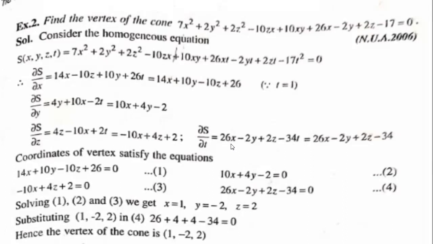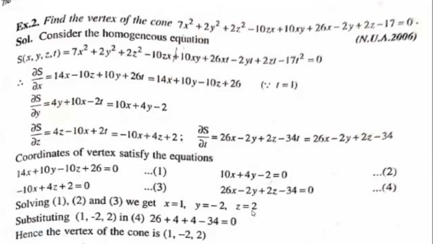Del s by del t is given by 26x minus 2y plus 2z minus 34t, that is nothing but 26x minus 2y plus 2z minus 34. Now, the coordinates of the vertex satisfy the above equations, namely 14x, 10y minus 10z plus 26 equal to 0, minus 10x plus 4z plus 2 equal to 0. Similarly, we are having this. Now, solving 1, 2, 3, we can see that x equal to 1, y equal to minus 2, z equal to 2.